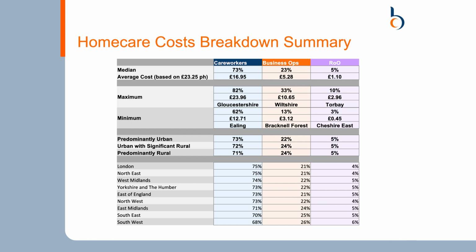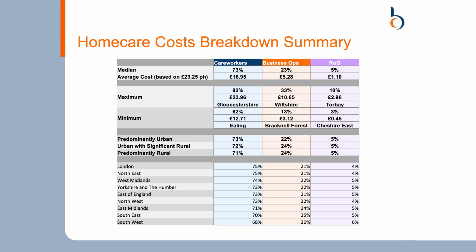But actually, as always, there's quite a lot of variation. So, for example, on care workers, in Gloucestershire, 82% of the overall cost of home care goes towards care workers, whereas in Ealing it's only 62%. Business operations cost 33% in Wiltshire, and only 13% in Bracknell Forest, for some reason.